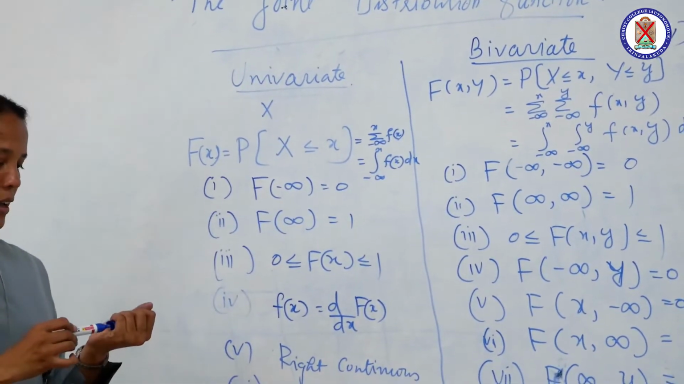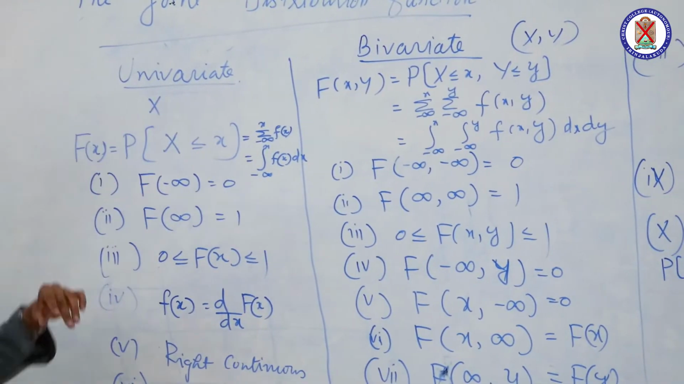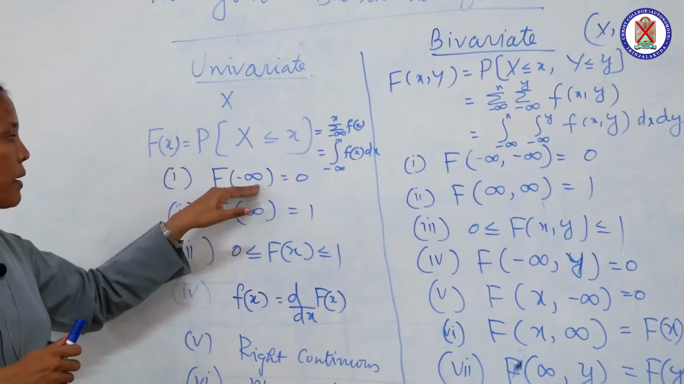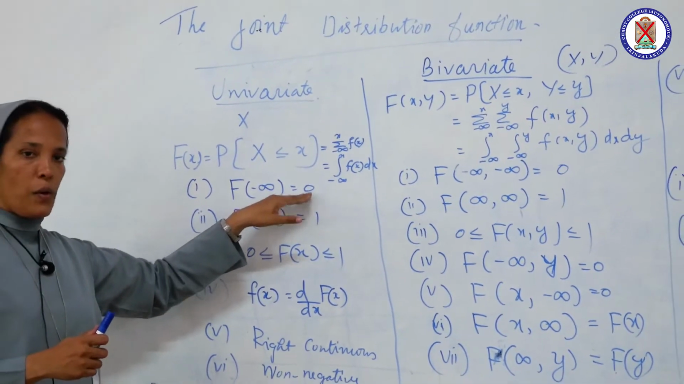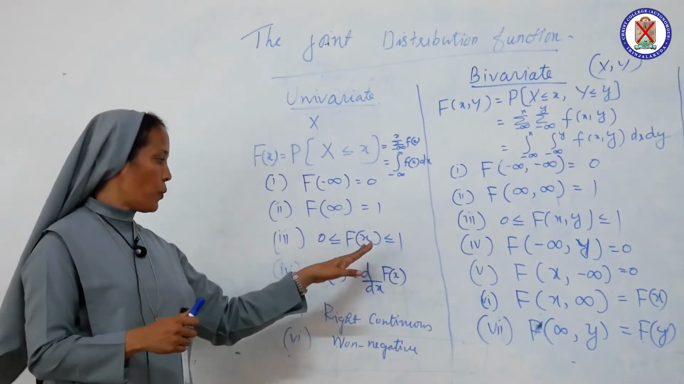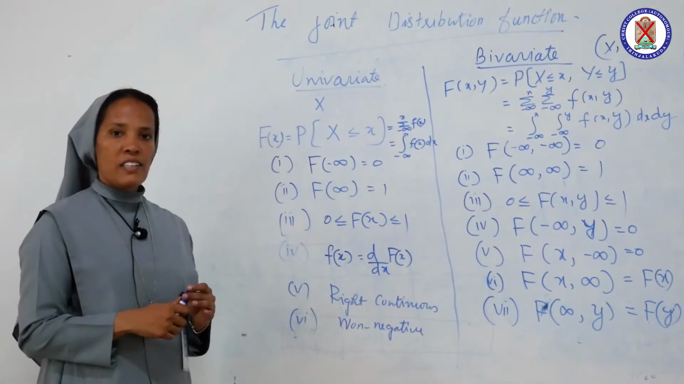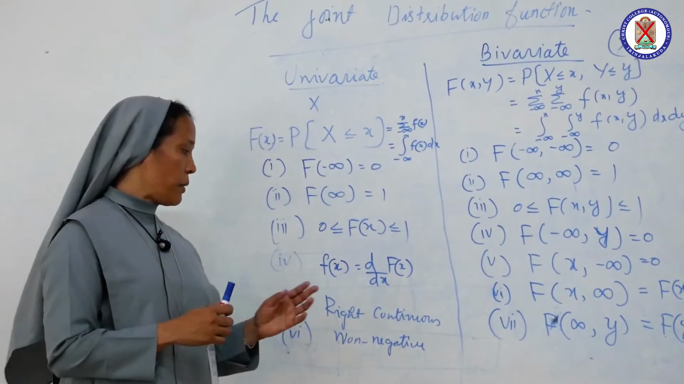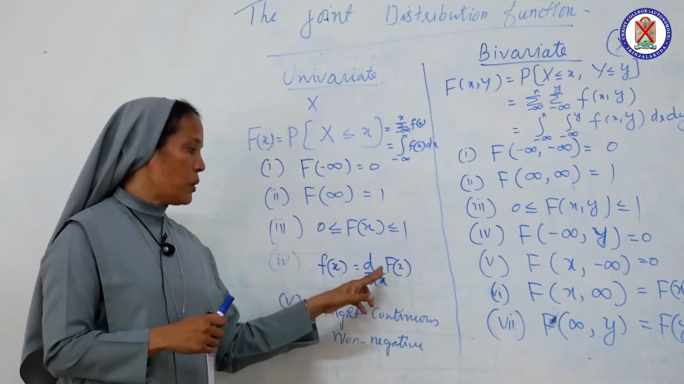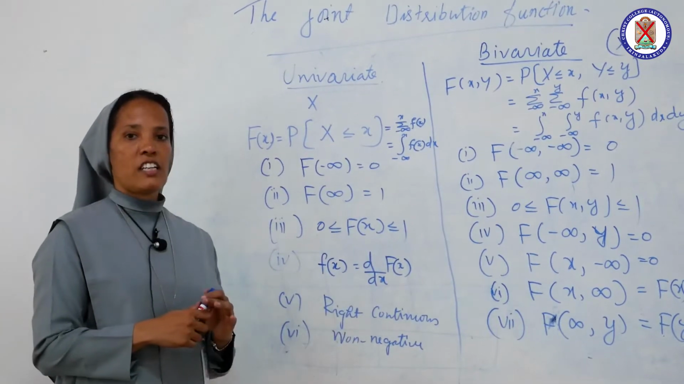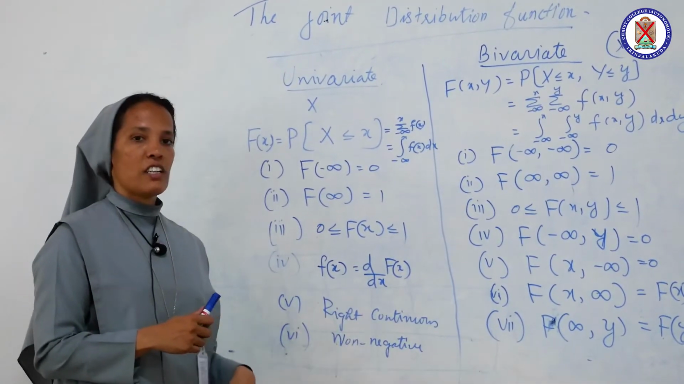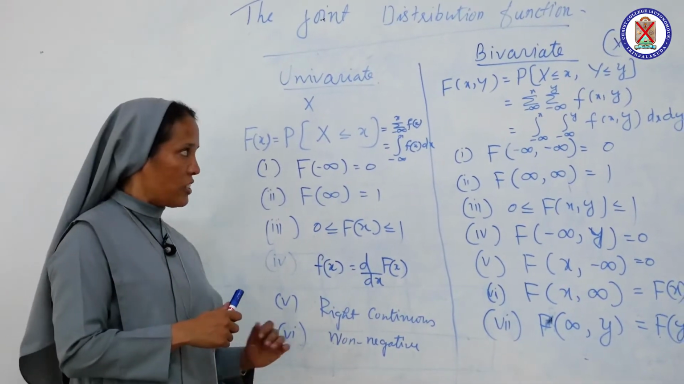continuous. And corresponding to this random variable, the distribution function has the following properties: F of minus infinity is equal to 0 and F of infinity is equal to 1, and it lies between 0 and 1. When the function is differentiable, then the density function of x is equal to the first derivative of the distribution function. Also we have the properties: it is right continuous, it is non-negative, and so on.